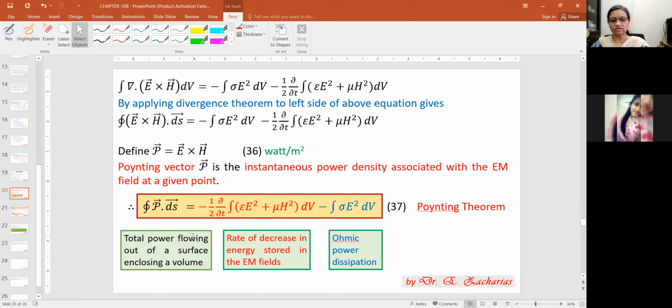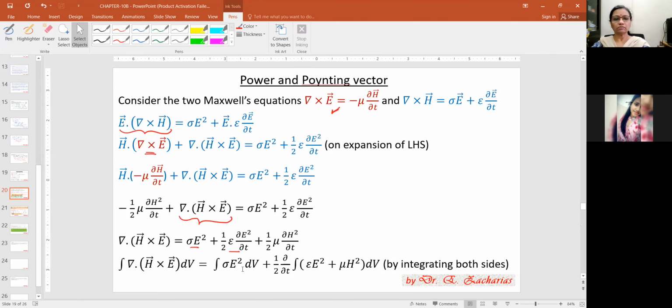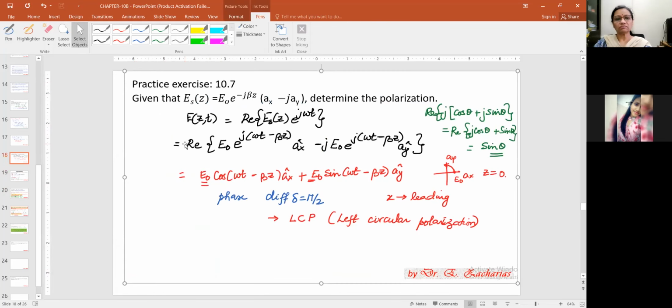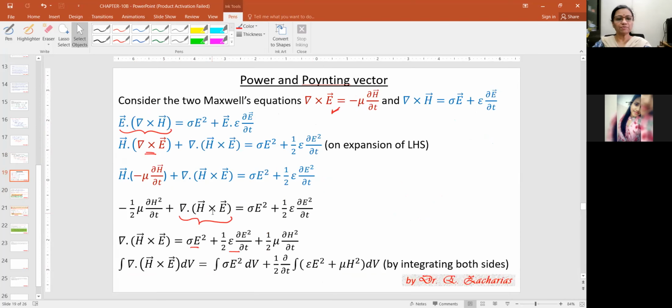Okay, let's just go up. So you can see here that I made a small change here. It was, if you go to the previous page, it was H cross E. You know that H cross E is minus of E cross H. H cross E is minus of E cross H.